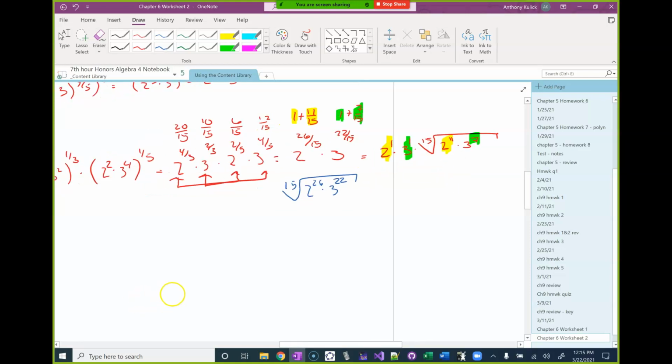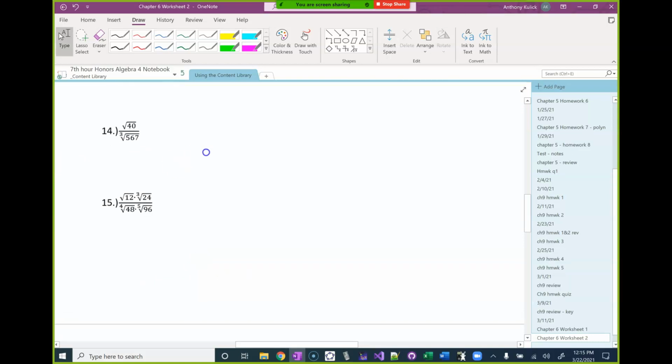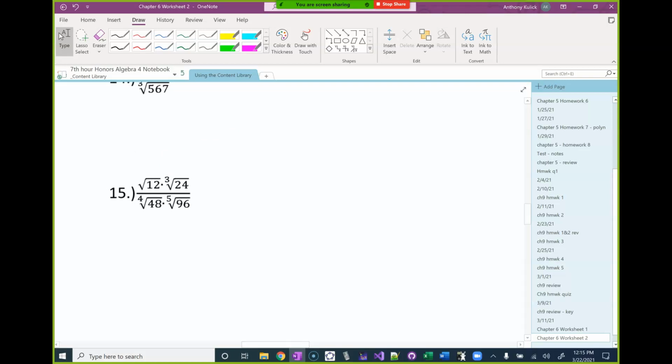Maddie, you wanted to see 15, you said? Yes. Okay. And this one is just like power right there, folks. All right. 12 is 2 squared times 3. 24 is 2 to the third times 3. And I'm going to put these as exponentials.